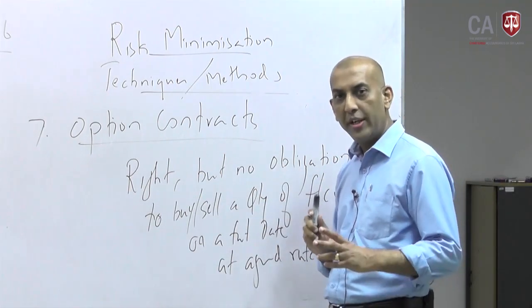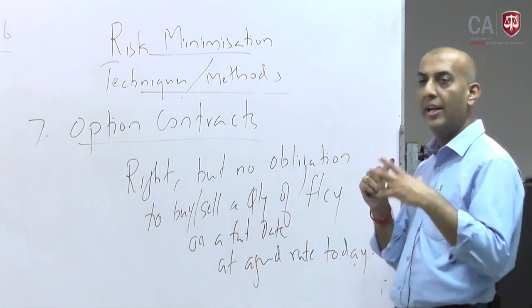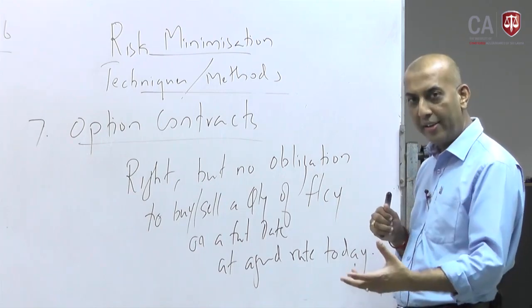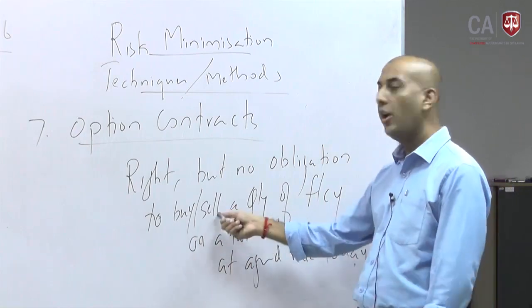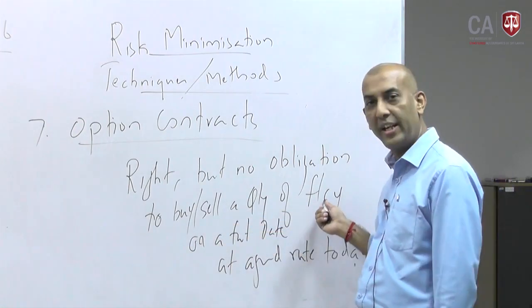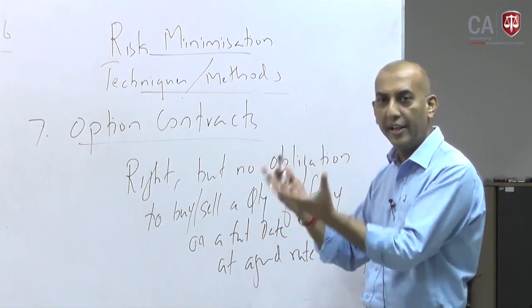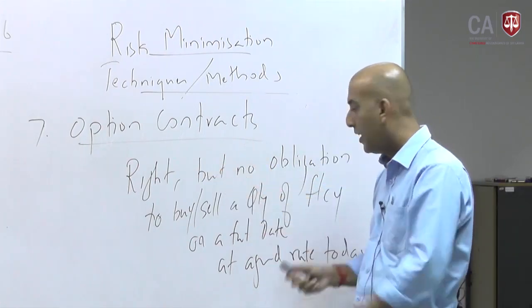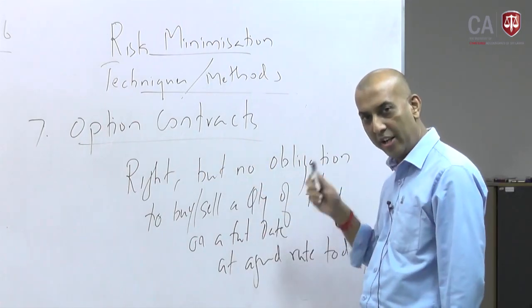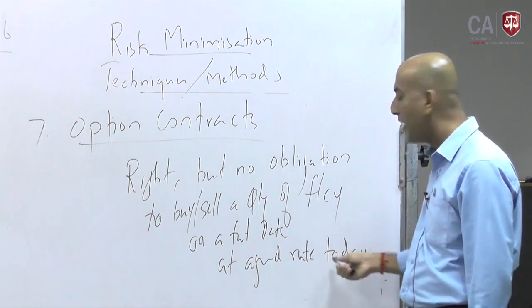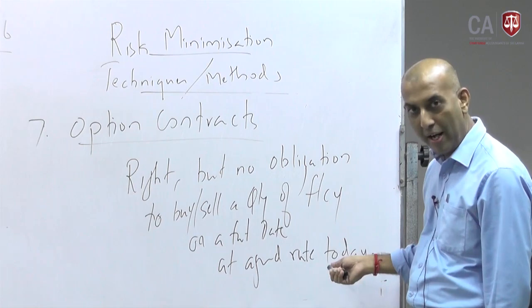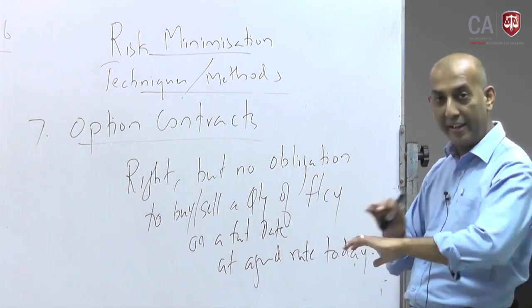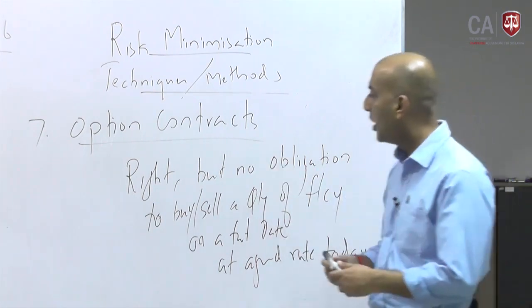So please note, the option contract is a contract which gives you the right and no obligation. That difference is there. Other than that, to buy or sell a quantity of foreign currency, that is, you are going to buy dollars, $100,000, at a future date, at an agreed rate today. You can decide how much you are going to buy, which today you have agreed. This is an option contract. Now look at this.